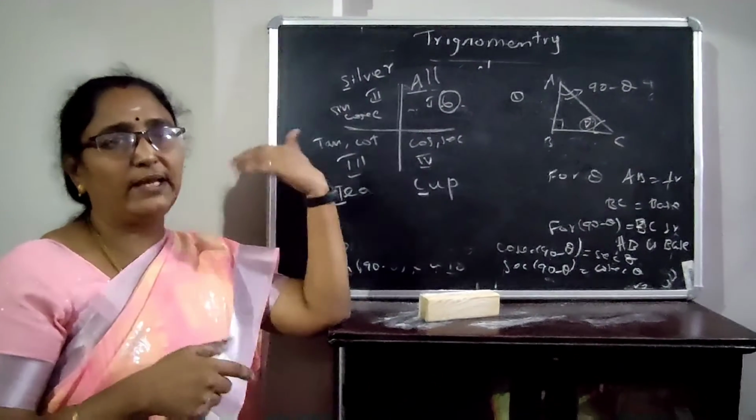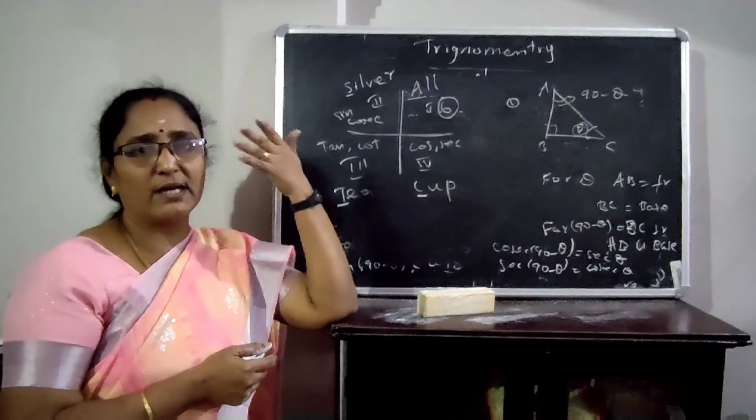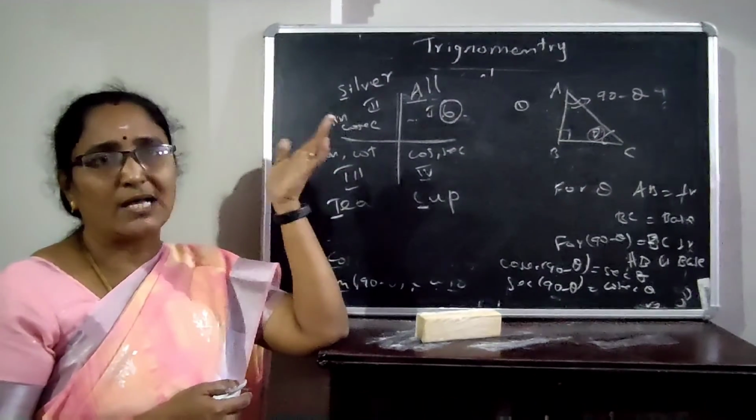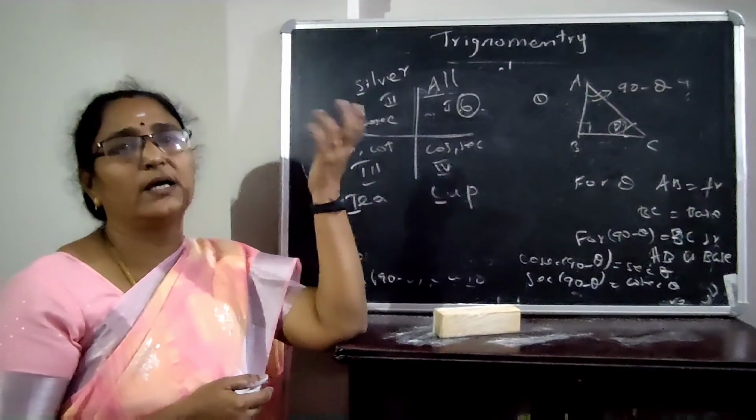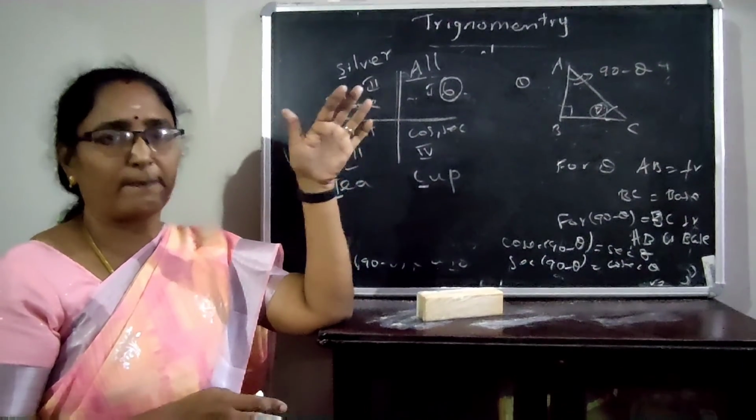Then you easily find tan theta as sin theta by cos theta, cosecant theta as the reciprocal of sin theta, secant theta as the reciprocal of cos theta, and cot theta as the reciprocal of tan theta. These are the basics of trigonometry. Thank you.